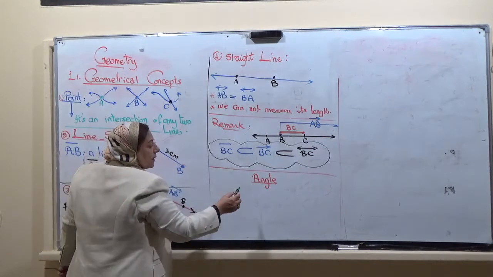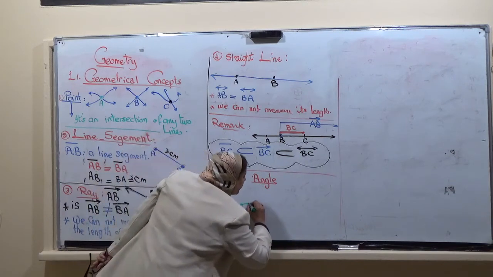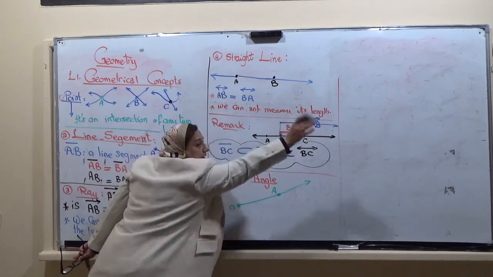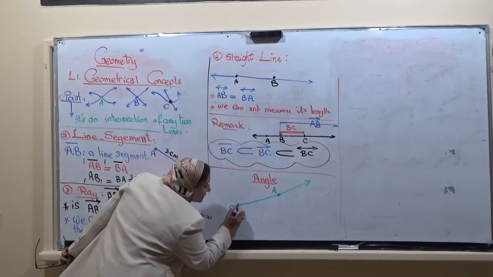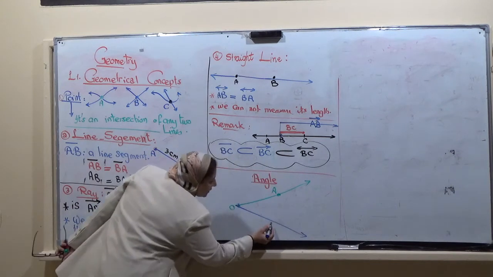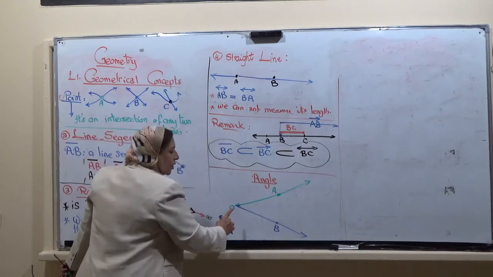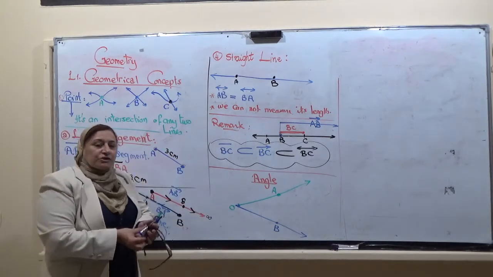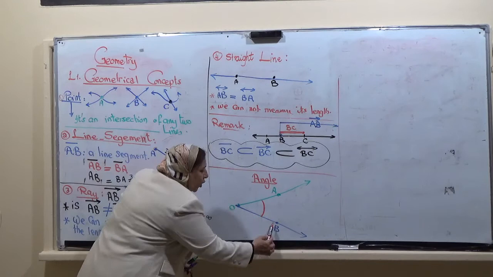So I have a point like this, and a ray like this, for example, the OA ray. The other ray is OB, with the same starting point O. This is the OB ray. The OA ray and OB ray are two rays having the same starting point. So now we obtain this angle. This angle is called the AOB angle.